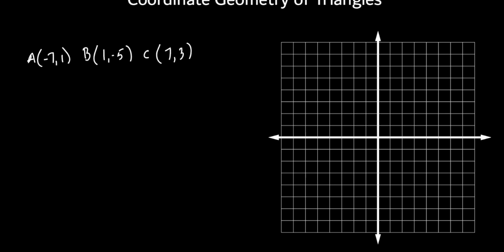All right, so first thing we're going to do is make this triangle and plot it on our graph. -7, 1. 1, 2, 3, 4, 5, 6, 7, 1. So that's point A. Point B is 1, -5. 1, 2, 3, 4, 5. That's B. And then C is 7, 3. So there's 7, 1, 2, 3. And there you go. To make a triangle out of it, I just connect the dots. All right, so there's our triangle.